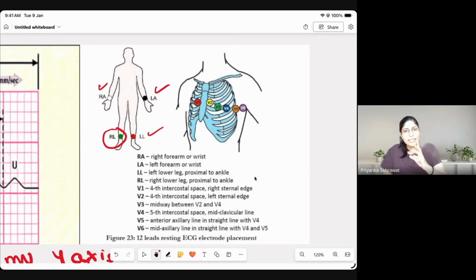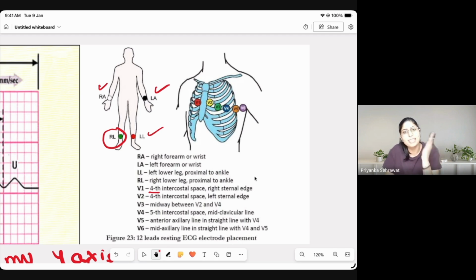Only 1 precordial lead is present on the right side of the sternum. Rest all are present on the left side of the sternum. What is the position? It is very easy to remember. See, V1 is present in the 4th intercostal space, just on the right side of the right parasternal edge, 4th intercostal space.